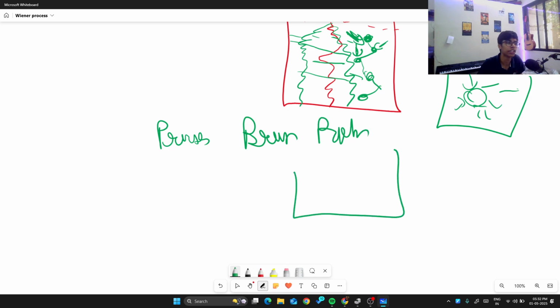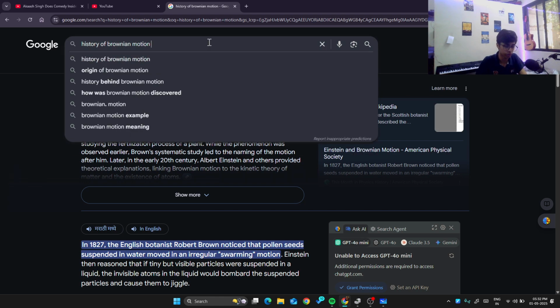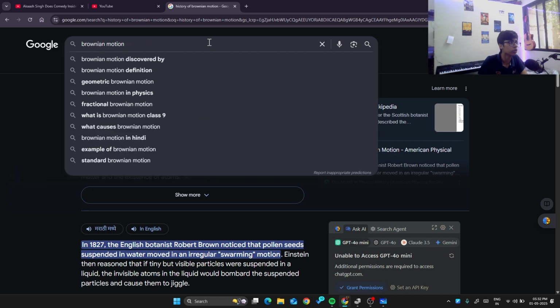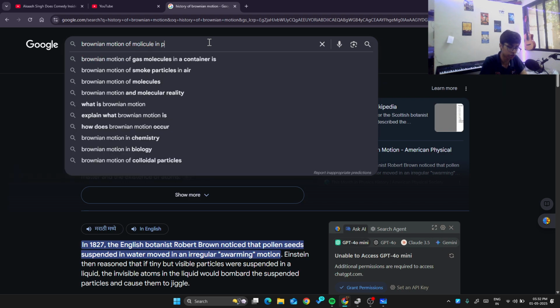So it is observed in physics too, let's say Brownian motion of molecules in physics.